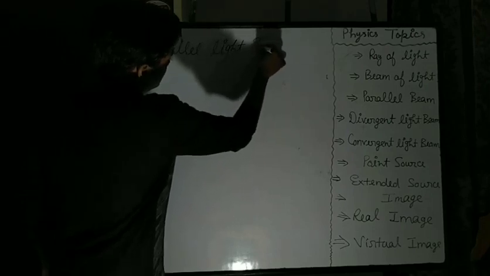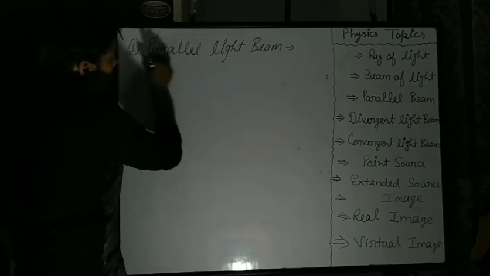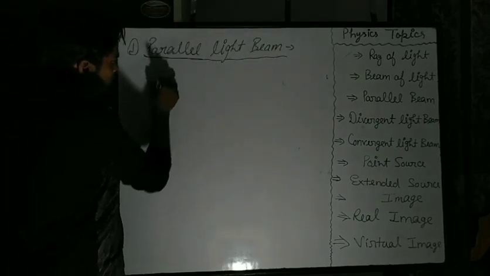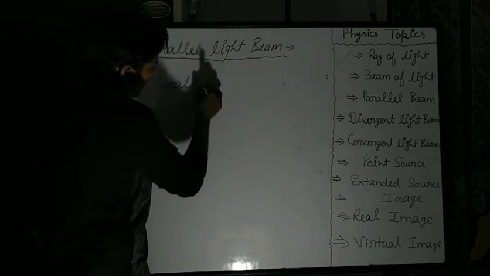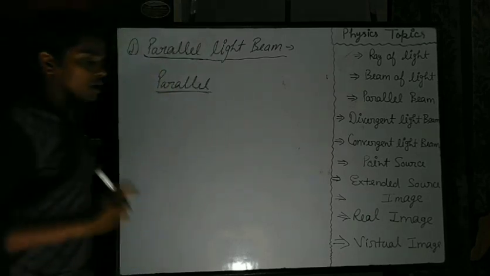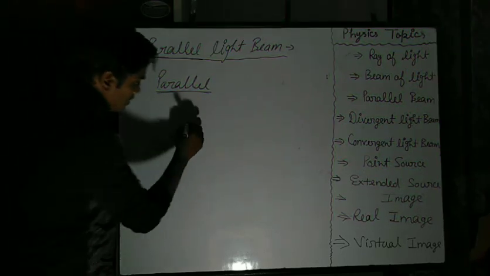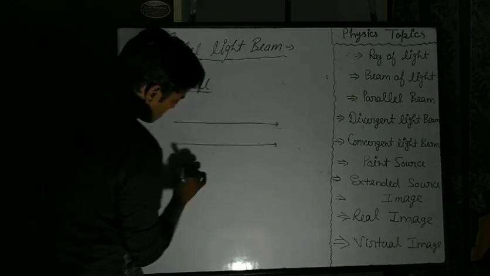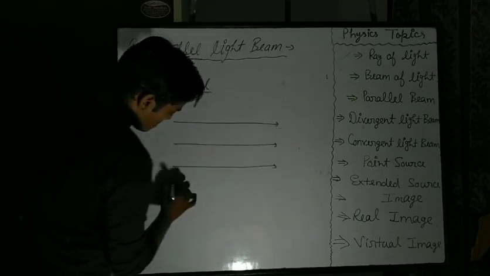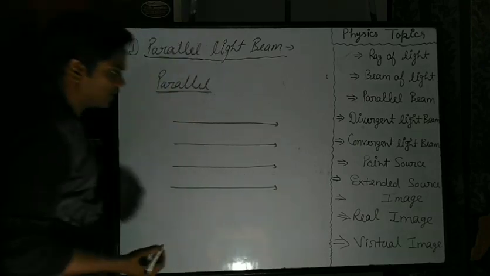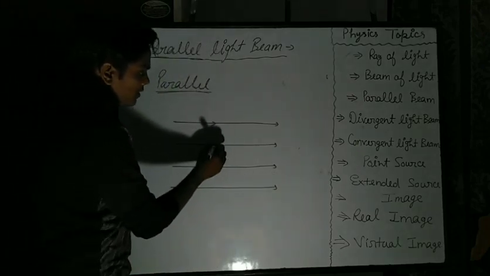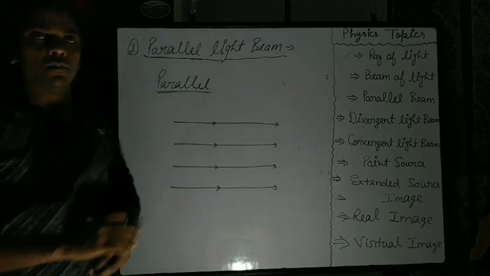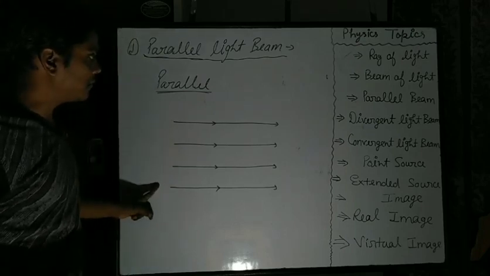Light beam. See, as you are seeing this term, that is parallel. So the rays of light have this kind of pattern. Okay, these are the parallel light beam. And what is the beam? Beam is the broad collection of the rays, and these are the parallel light beam.